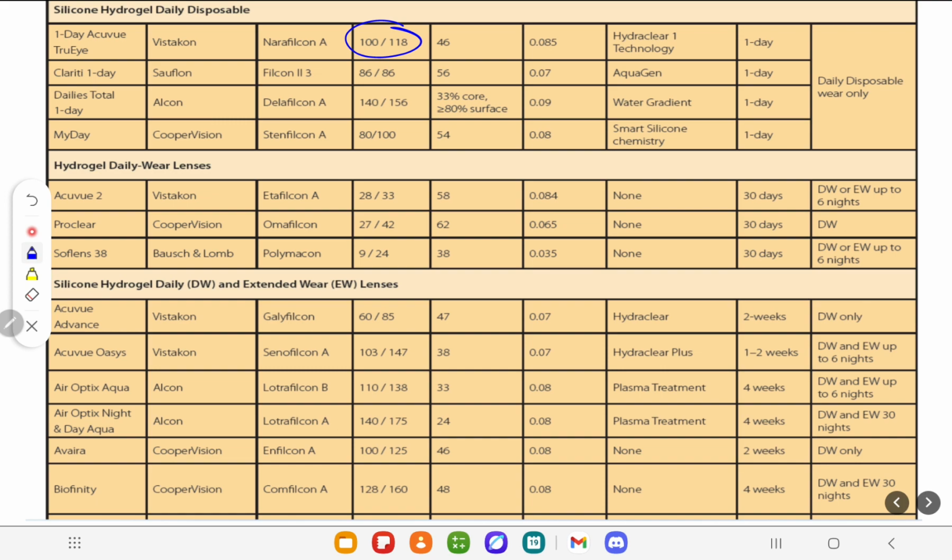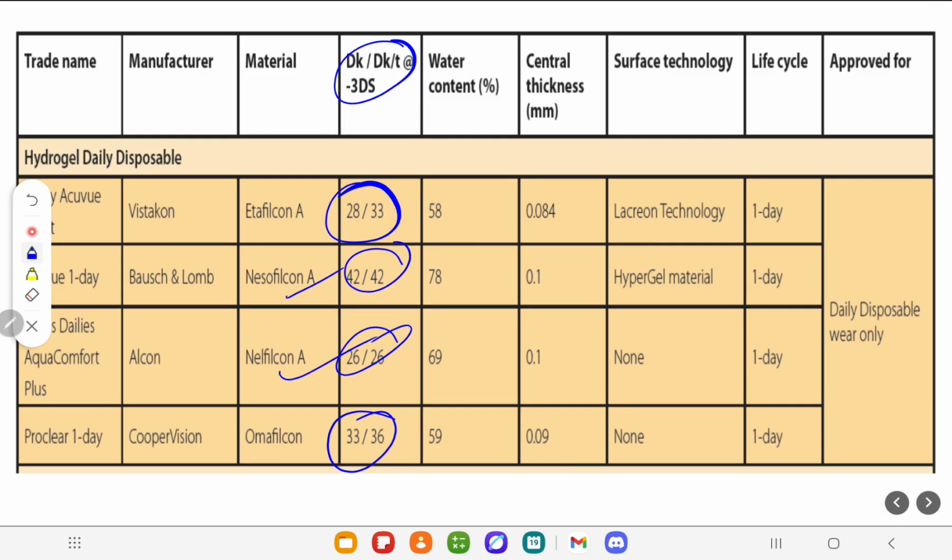So which is narafilcon, filcon, senofilcon? All these materials have, you see, galyfilcon, senofilcon, Dk and Dk/t. Okay, that's important. It's thickness, isn't it? Yes. So you can go to this article, see the water content, and read this graph or understand this graph, which is better.